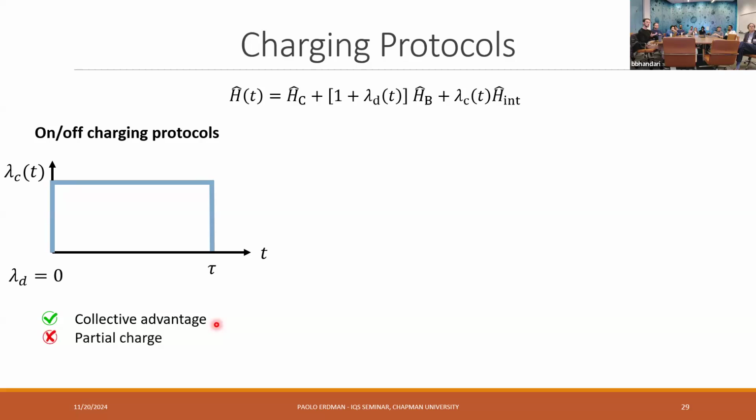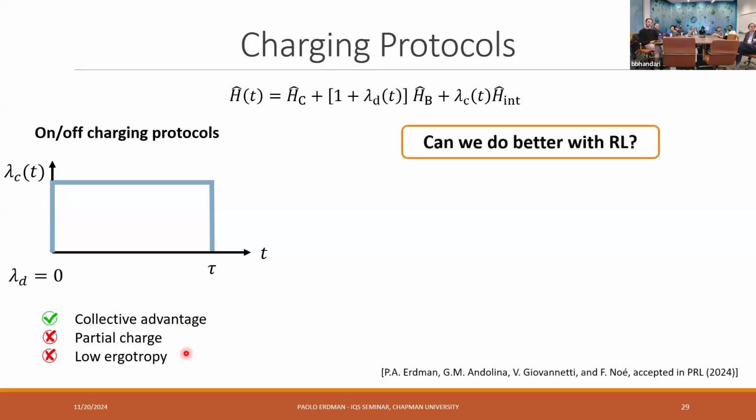But then if you look at how much energy is actually transferred, it's just a percentage of the energy that was transferred to the two-level systems. And this ergotropy is actually even lower. I'll show in the next slide how much it is. They show that for short times, you have this collective advantage, but if you wait longer, you can't really fully charge these two-level systems. So what we wanted to answer in this paper is, can we do better with reinforcement learning? By modulating these controls in time in some way, can we actually increase the energy or the ergotropy that we transfer to these two-level systems?